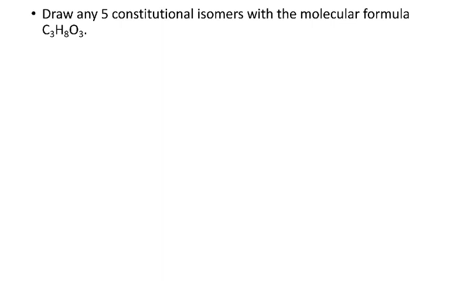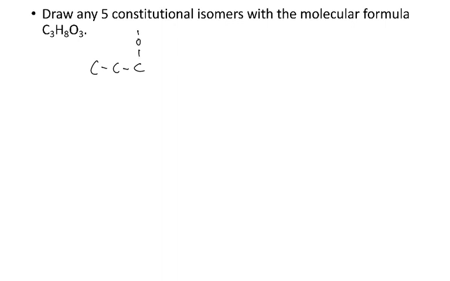All right, so one last example. We want to draw any 5 constitutional isomers with a molecular formula C3H8O3. Now, there are a whole lot more than 5. I just wanted to do one where I had multiple oxygen atoms because I want to emphasize one particular point. So the first thing I do is, let's make a straight chain of carbons, and we've got to put 3 oxygens on.